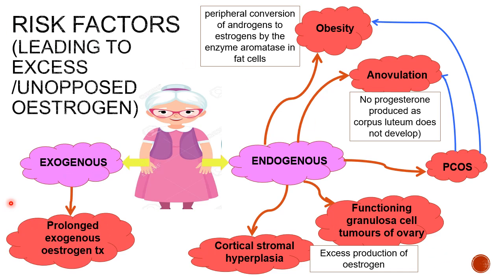Alright, so what about exogenous source of estrogen? Exogenous means that it's coming from outside. So the source of that will be any prolonged exogenous estrogen therapy. The most common is probably hormonal replacement therapy in the postmenopausal state. Another possible source is OCP, oral contraceptive pill, which is an estrogen only preparation, but that is rather uncommon this day and age.